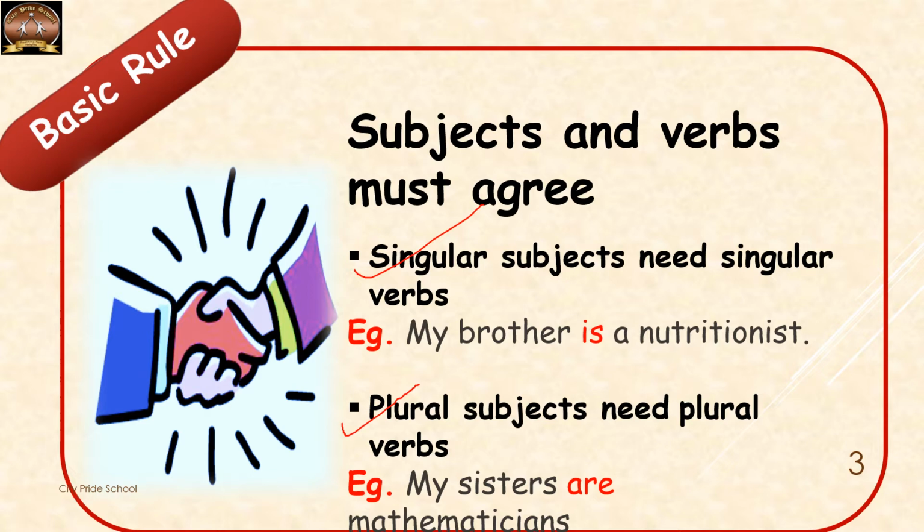Example is, my brother is a nutritionist. My brother is a singular subject and is is a singular verb. Then, my sisters are mathematicians. My sisters is a plural subject, so it's going to take a plural verb, are.